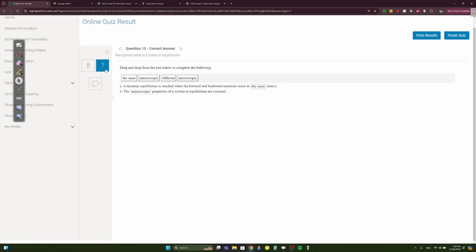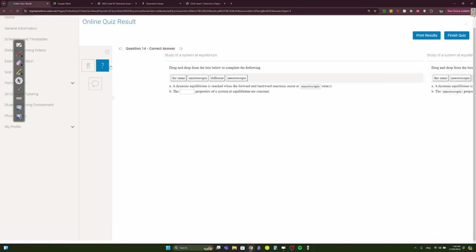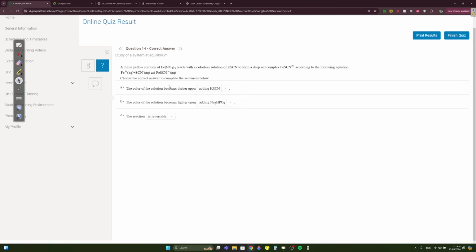A dynamic equilibrium is reached when the forward and backward occur at the same rate. Dynamic, by the way, means two things happening at once. We have the forward and backward happening at the same time. The macroscopic properties are constant, right? But the microscopic are not. Don't put microscopic. It's an AMS question, by the way. A dilute yellow solution of this reacts with a colorless solution of this.